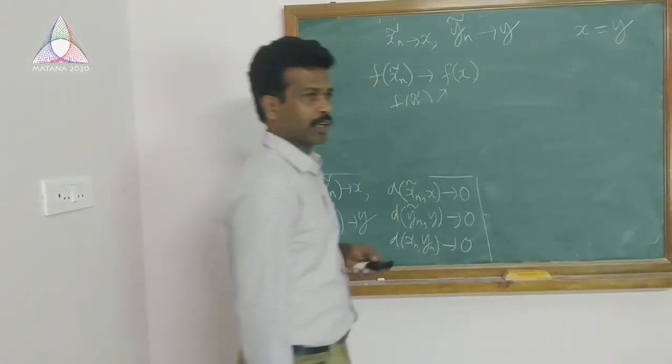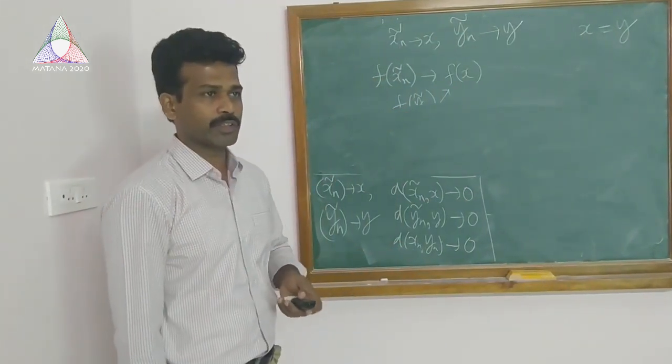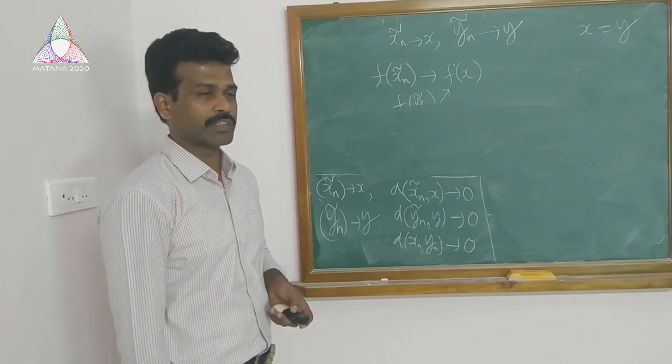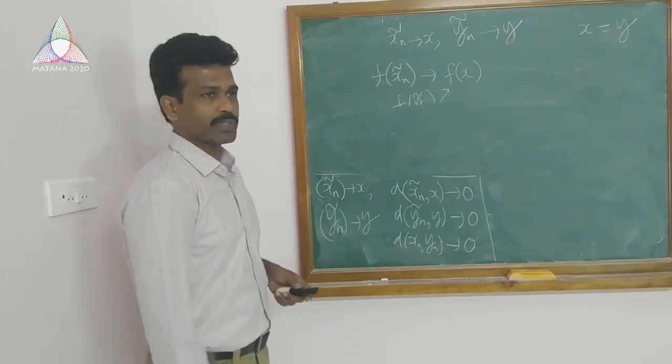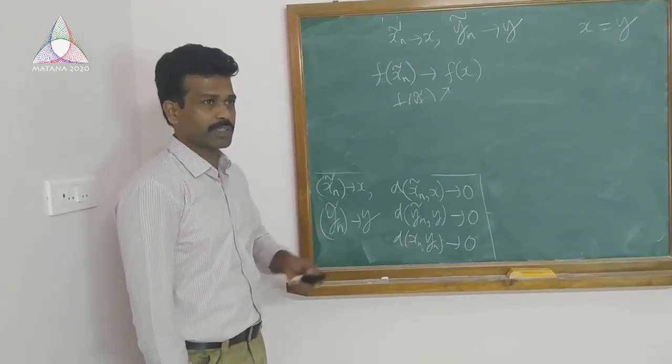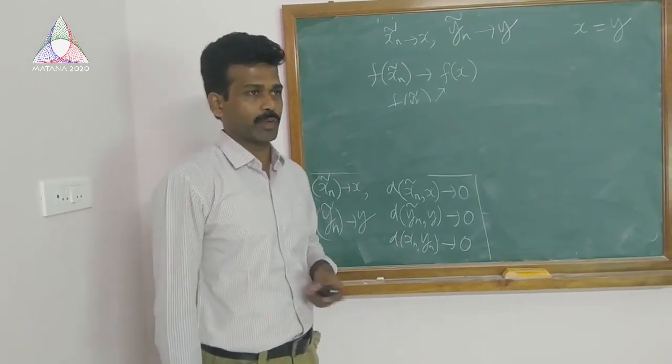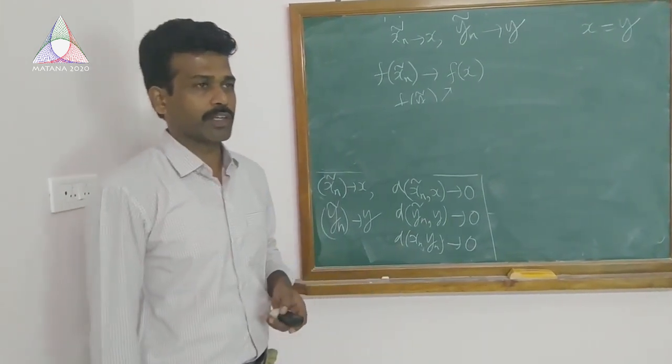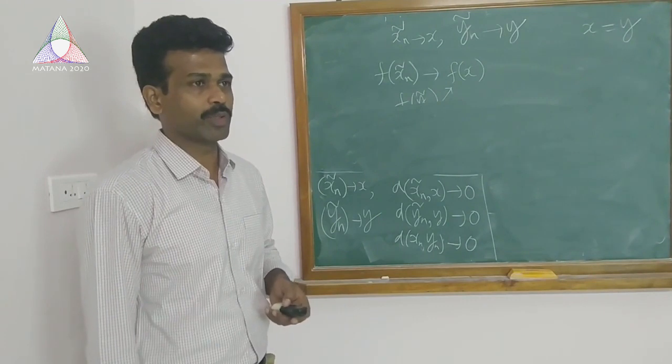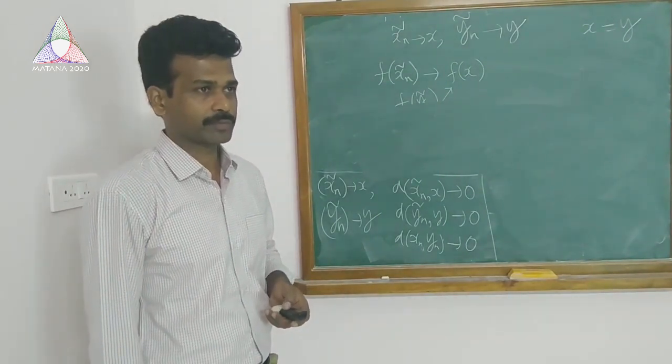So this gives a contradiction to the relation star. Because we started with f not uniformly continuous on K, this contradiction proves that f must be uniformly continuous on K.